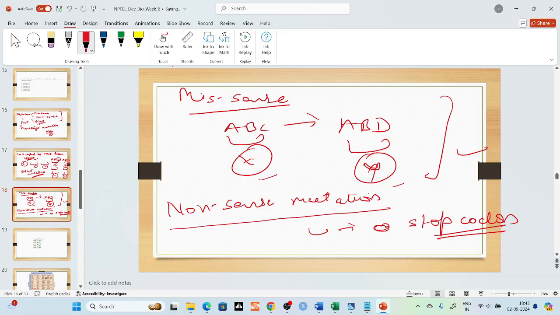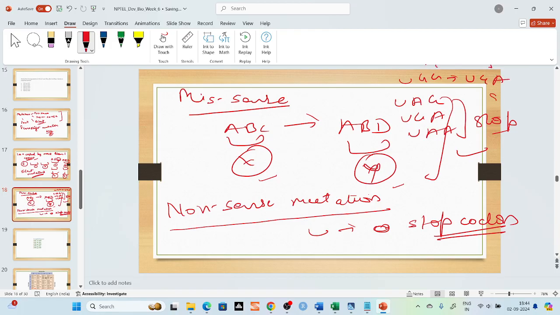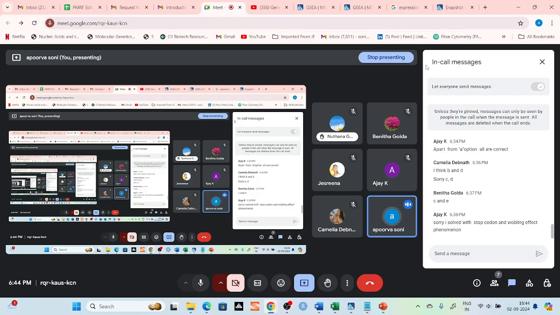Suppose there are UAG, UGA, and UAA. These are your stop codons. Suppose there was an amino acid which was UGG. Now, if your UGG is changed to UGA, it has changed to a stop codon. When an amino acid is changed to a stop codon, no sense is made. That kind of mutation is known as a nonsense mutation.